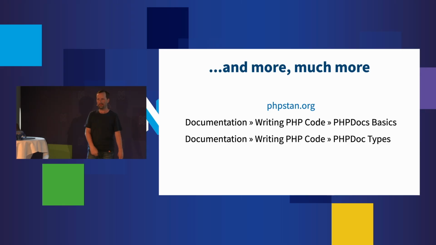You can look into more supported types in the PHPStan docs. So for example, we have integer ranges. You can also reference class constants and global constants in your PHPDocs. We have type aliases. If you don't want to repeat the same complicated type over and over, you can just alias it. There's much more to it, and you can check out the documentation about it.